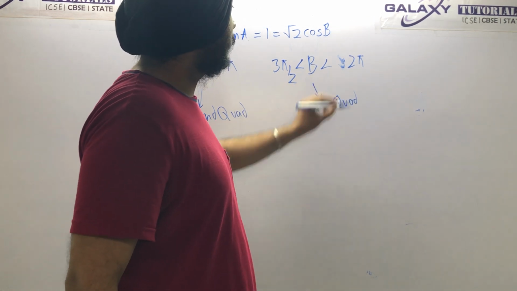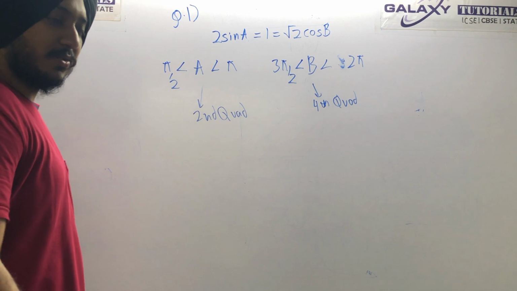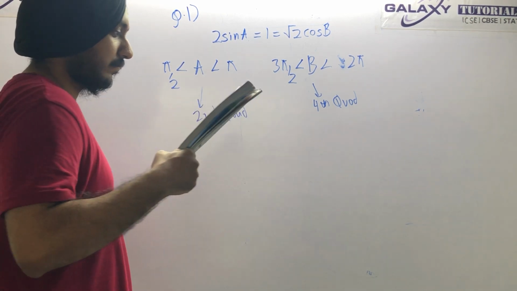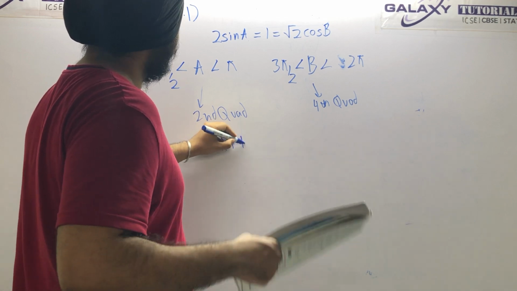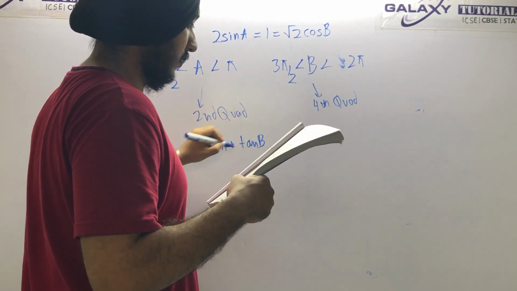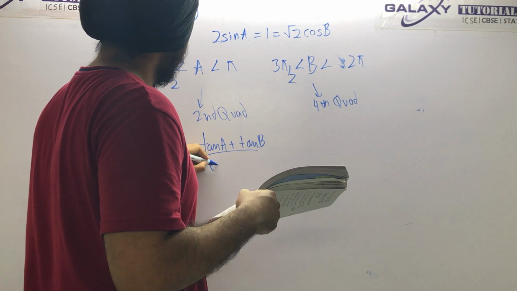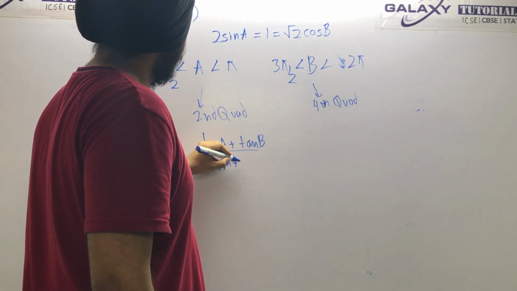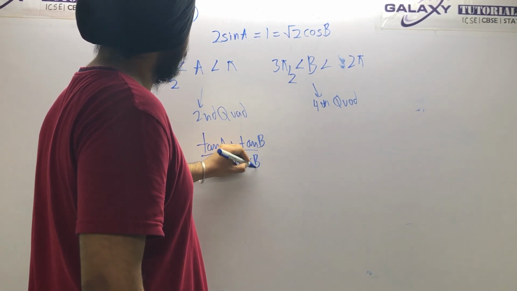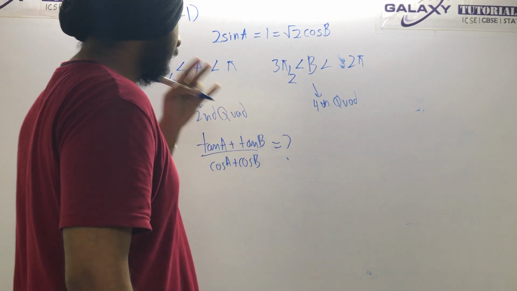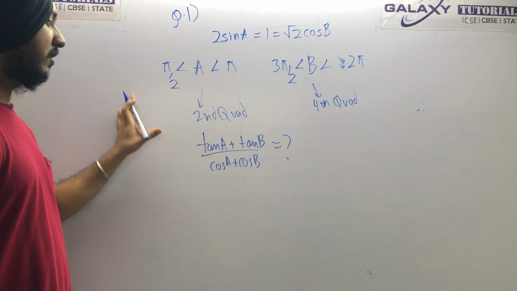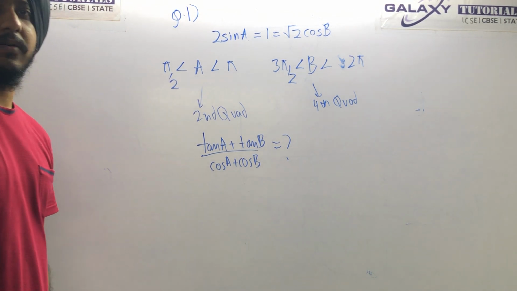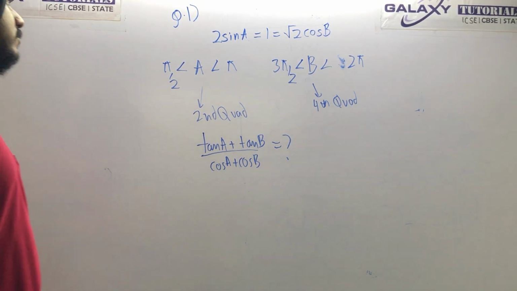What have they asked us to find in the question? They have asked us to find the value of tan a plus tan b upon cos a plus cos b. We have to find out this value. Okay, always solve the question in the way I am showing. First write the given things and write the thing that you have to find out. Okay, now we can proceed in this question.